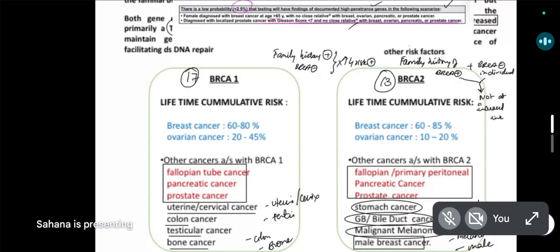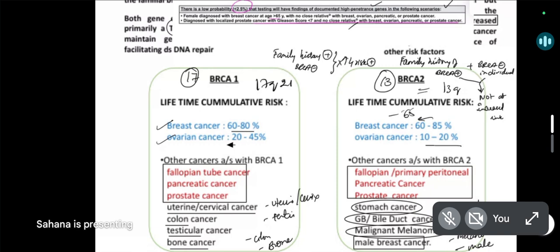So BRCA 1 17Q21, BRCA 2 13Q something. Lifetime cumulative risk of breast is 60 to 80%, and BRCA 2 actually is not so much, but it will come close to around 65. Ovarian 20 to 45%. Ovarian in BRCA 2 is 10 to 20%.